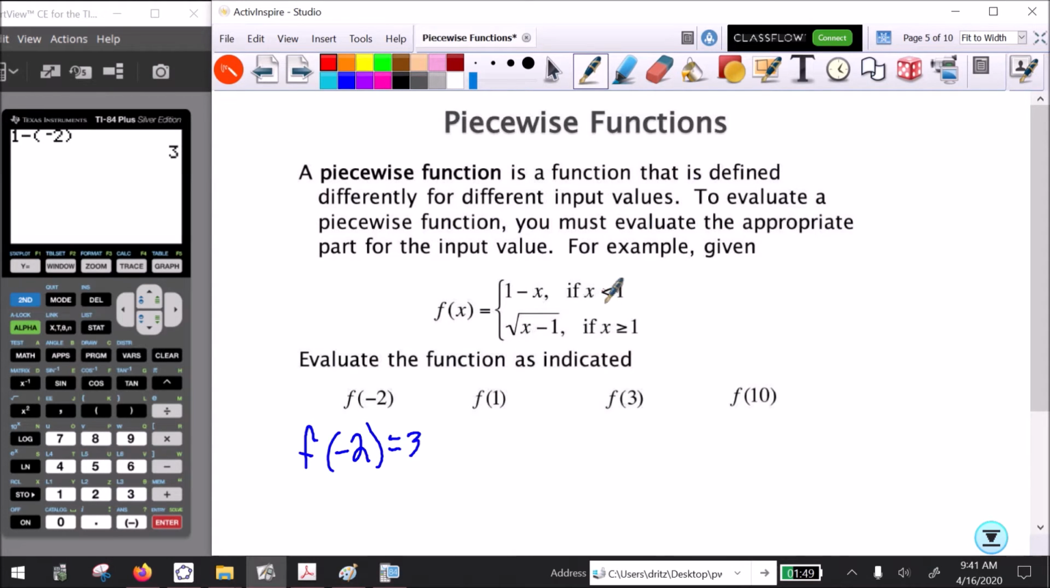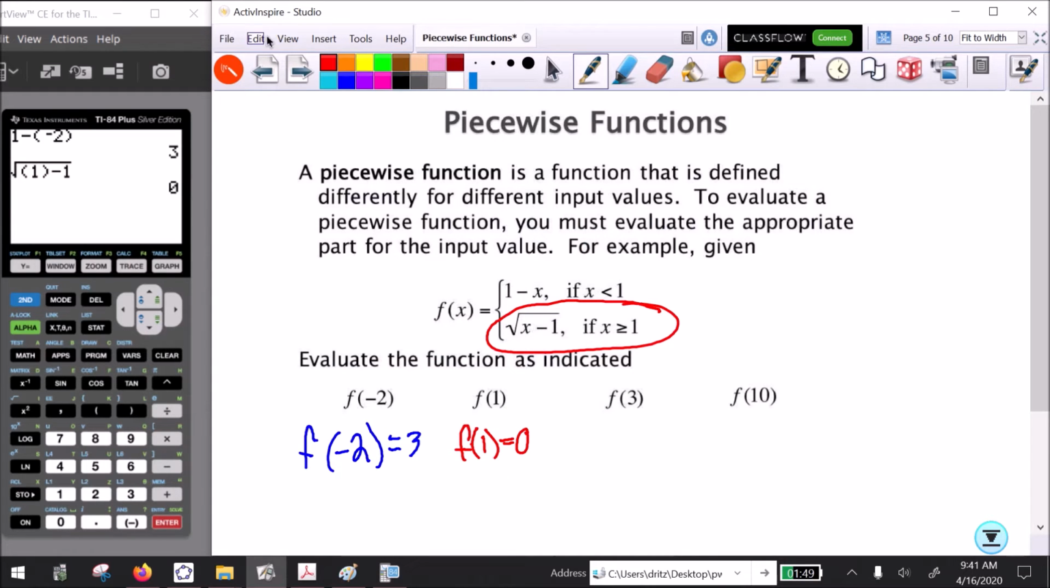This next value here, f of 1: the number 1, is that less than 1? No, it's greater than or equal to 1. So we want to plug it into this part of the function. So the square root of the quantity x minus 1, and we're plugging in 1 for x, and we get 0. So f of 1 is equal to 0.